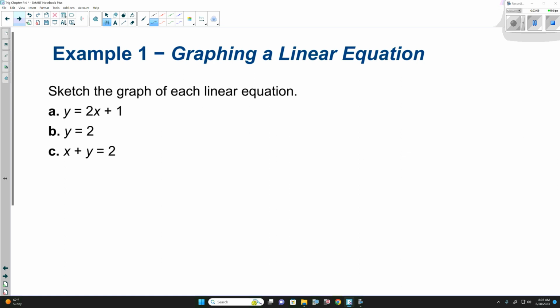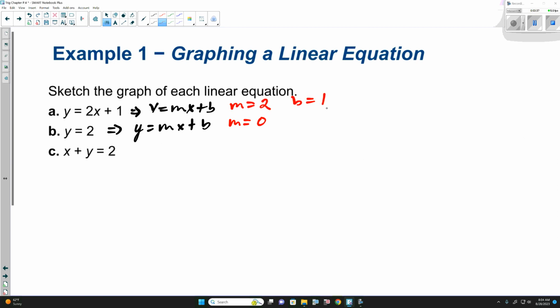Now these are two different versions of the equation of a line, because the first one is in slope-intercept form, y equals mx plus b. The second one is still actually in that same form, y equals mx plus b. But for the second one, the slope is 0. It's a flat line. In the first one, our slope is 2 and our y-intercept is 1. The second one, the y-intercept is 2. Flat line. So we have these here.